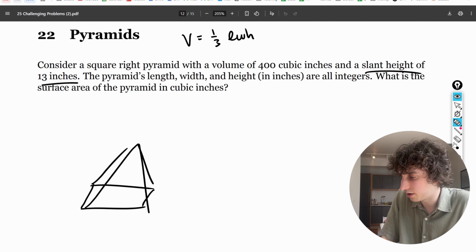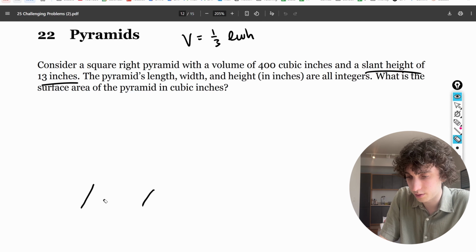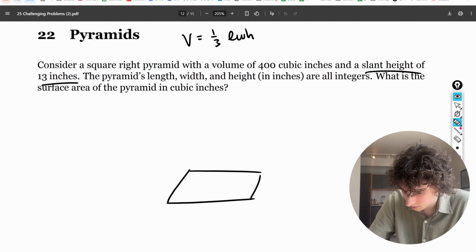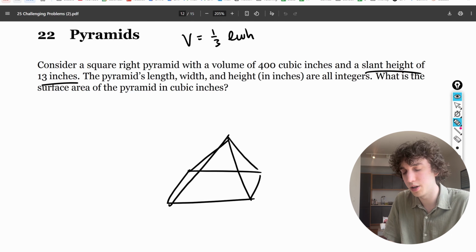Oh, that's a pretty horrendous drawing. Okay, wait, let me spend like 5 minutes trying to draw a pyramid. Okay, wait, this one sucks.